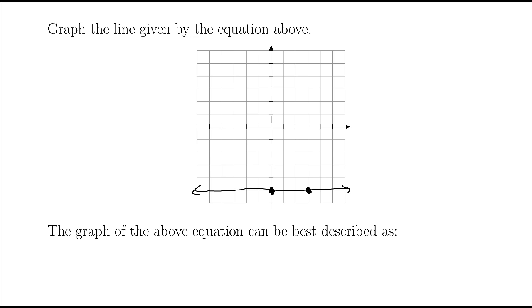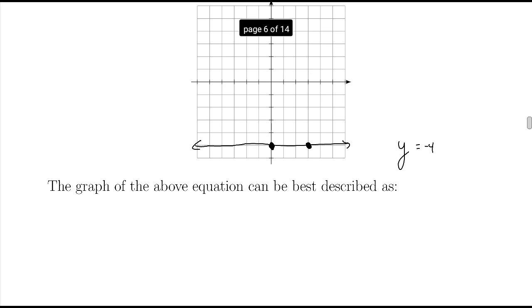Okay, so now the graph of the above equation, the y = -4 equation, can be best described as horizontal. Right? This is a horizontal line.